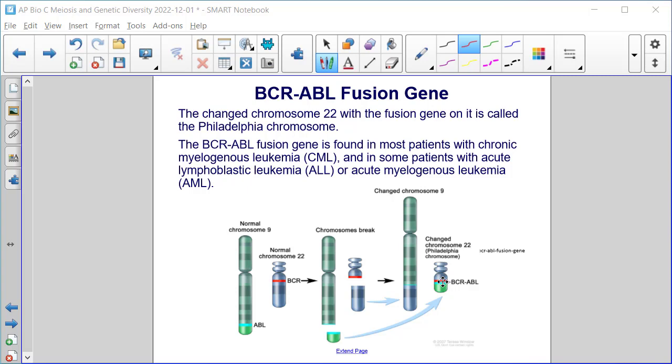The BCR-ABL fusion gene is found in most patients with chronic myelogenous leukemia, or CML, and in some patients with acute lymphoblastic leukemia, ALL, or acute myelogenous leukemia, AML.